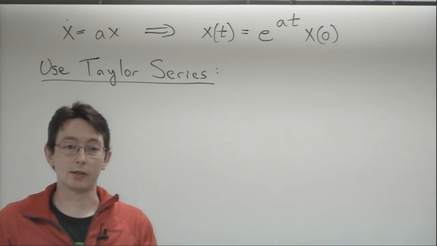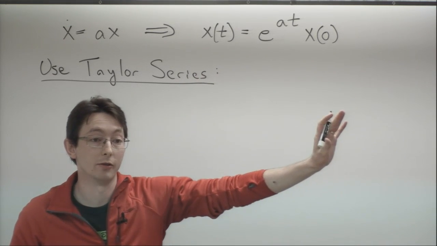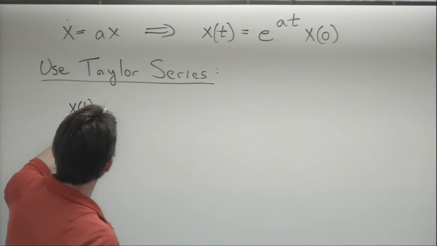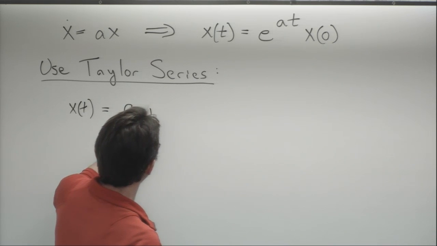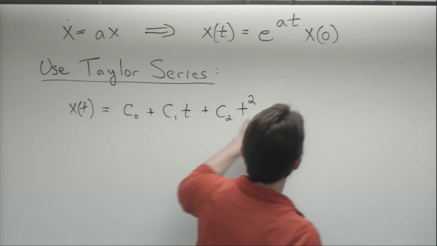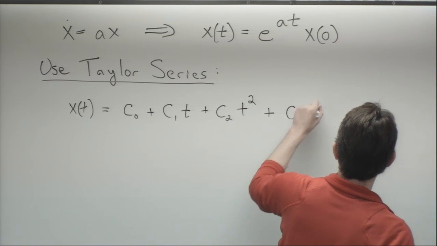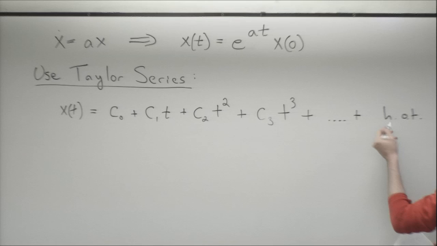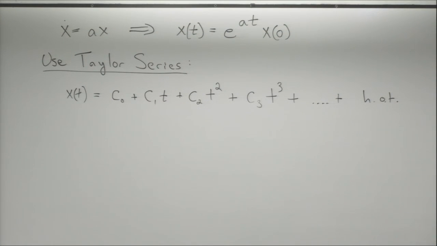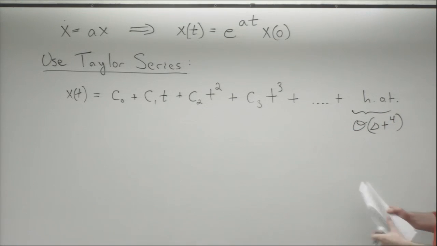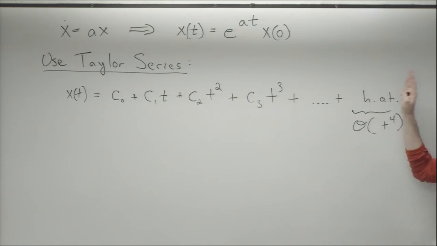What that means is that we're going to assume that our function x of time has a certain functional form, and then we're going to solve for the coefficients of that function. So x of t equals some constant term c0, plus another constant c1 times time, plus a second constant c2 times time squared, plus c3 times time cubed, and so on forever, plus higher order terms. HOT just means higher order terms. I could also say order t to the fourth, t to the fifth, t to the sixth, and so on.